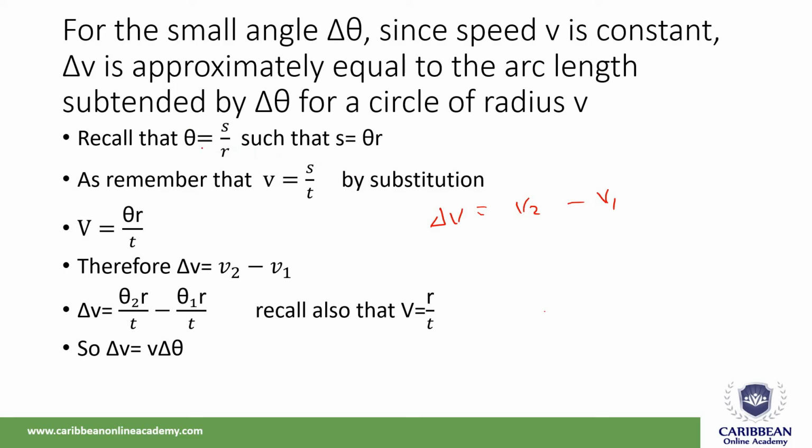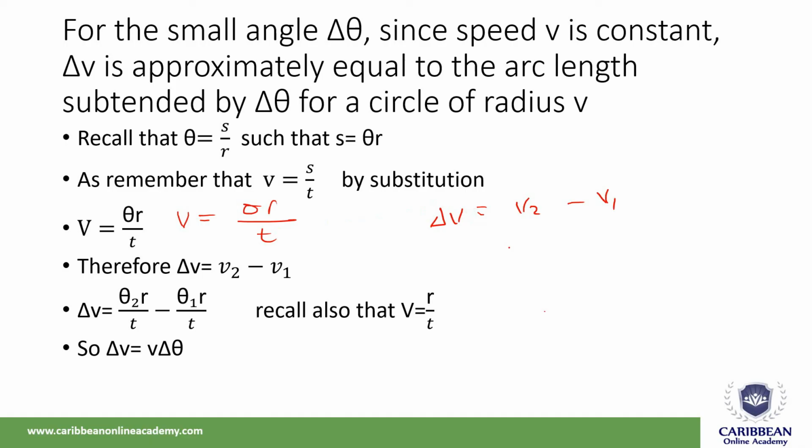But if we can recall that our angular displacement is equal to the arc length divided by r, we can say that S, which is our arc length, is equal to the angular displacement times r. Since we can recall that whenever we're dealing with speed, speed is equal to the arc length in this case divided by the time. We could substitute for S in this equation. When we substitute for S, we get that V is actually equal to angular displacement times r divided by t.